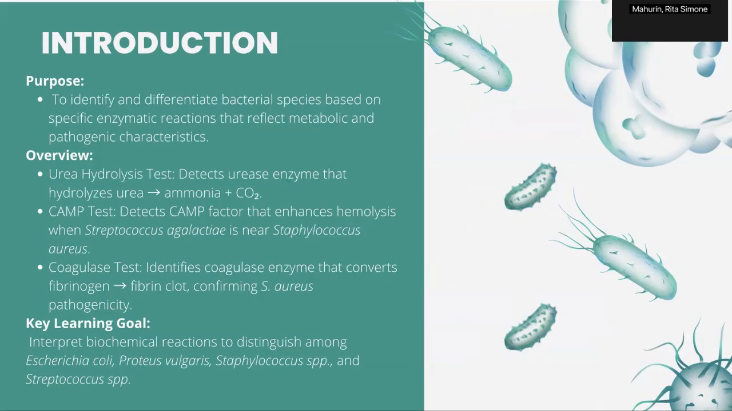In the overview, we see that the urea hydrolysis test specifically detects the urease enzyme. And then we see in the CAMP test that it detects the CAMP factor, which enhances hemolysis, specifically with S. agalactiae, and then also S. aureus when it's near this specific bacteria. The coagulase test identified the coagulase enzyme, which converts fibrinogen, and so the fibrin clot confirmed that S. aureus pathogenicity is present.